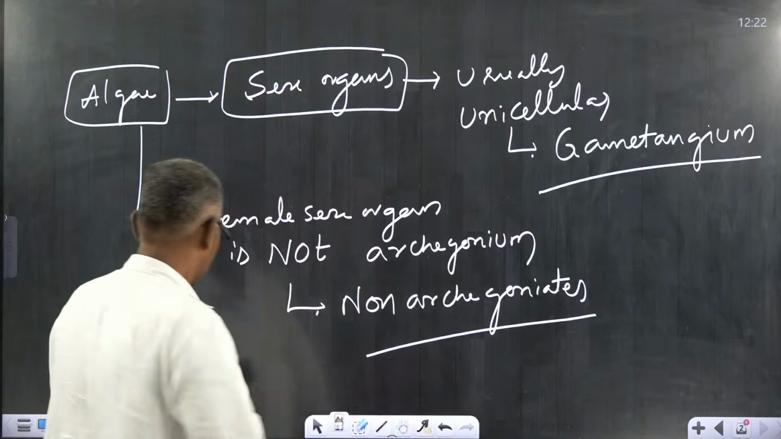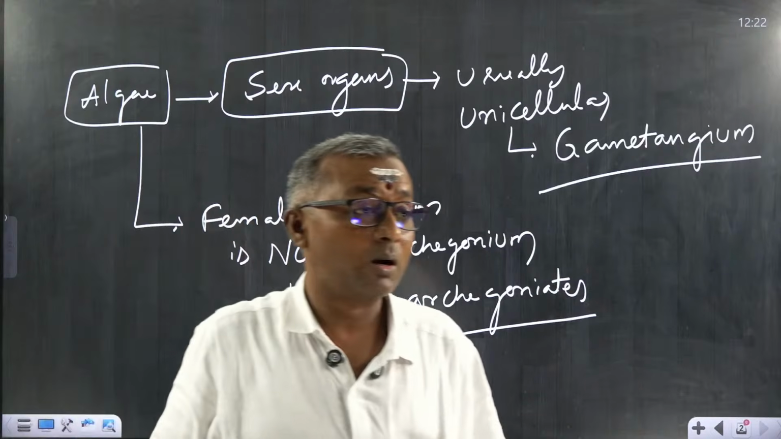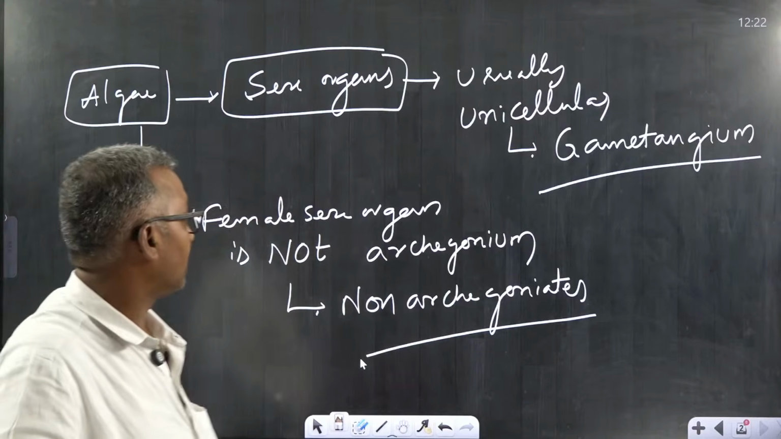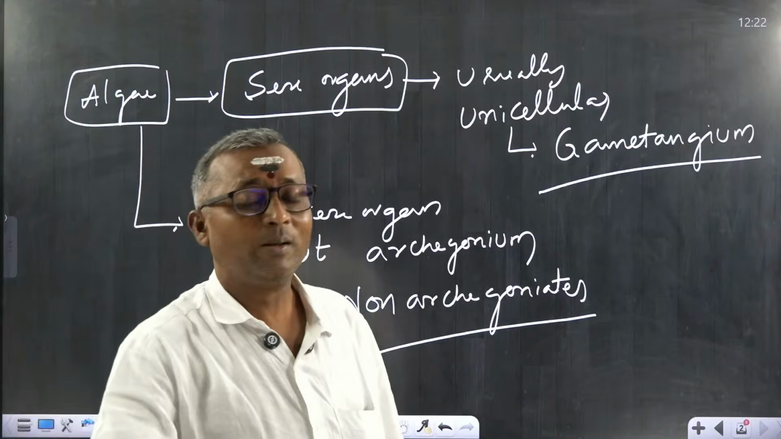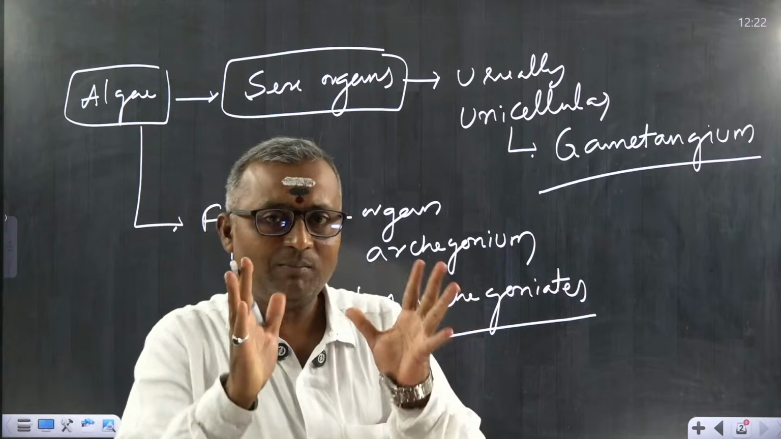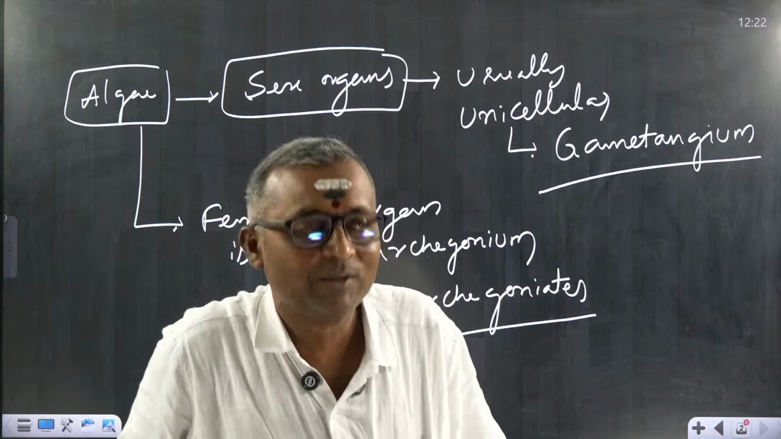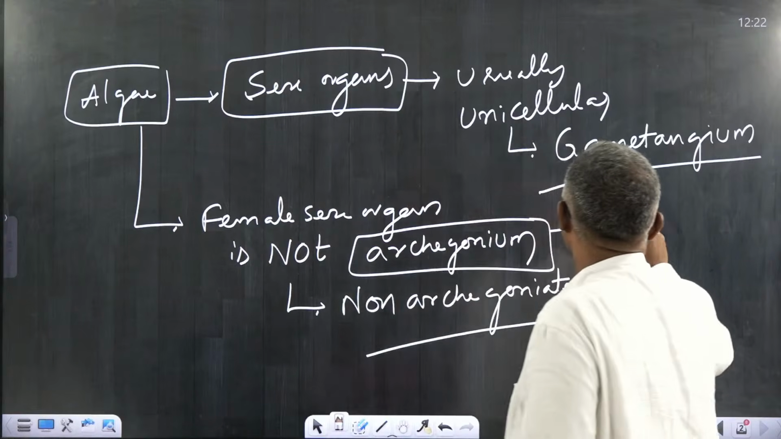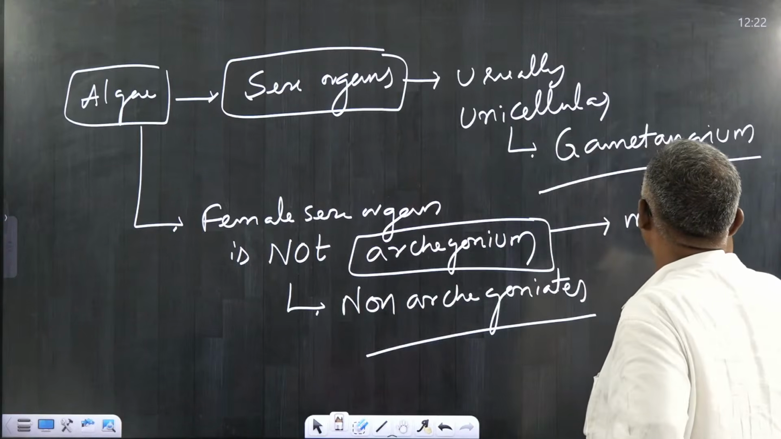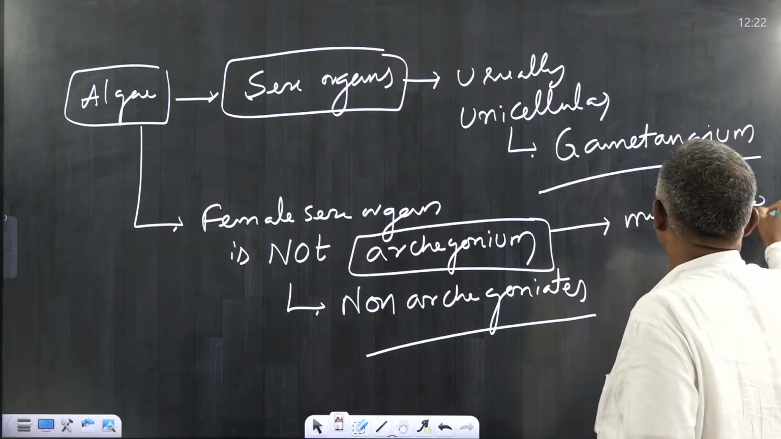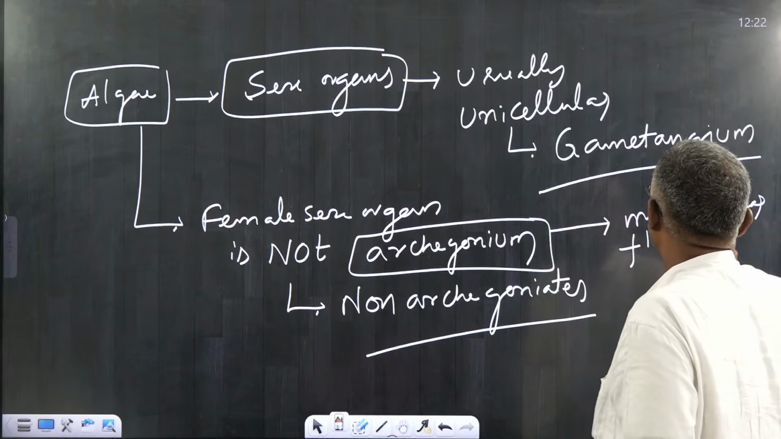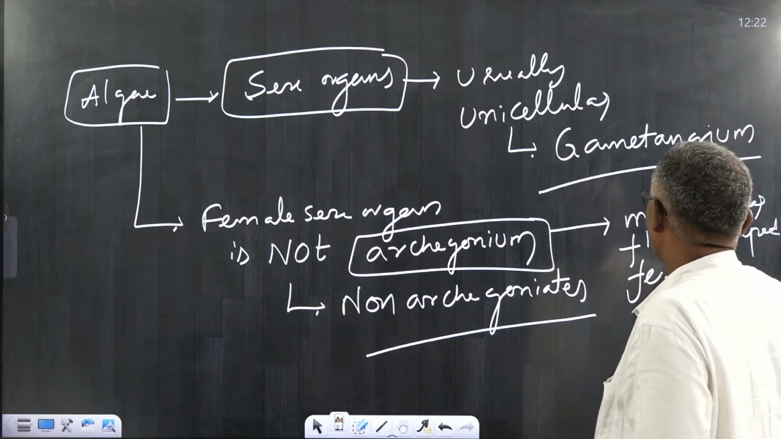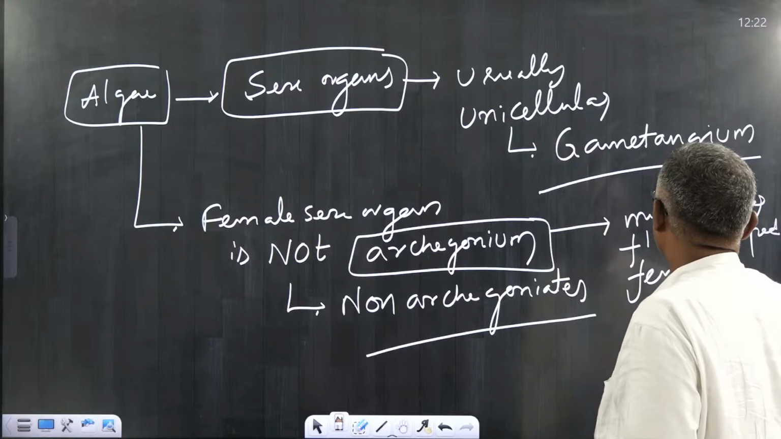What are they called? Non-archegoniates. Very, very important. The female sex organ is not archegonium. Archegonium is a multicellular flask-shaped sex organ. What is archegonium? It is a multicellular flask-shaped female sex organ. Remember, female sex organ.